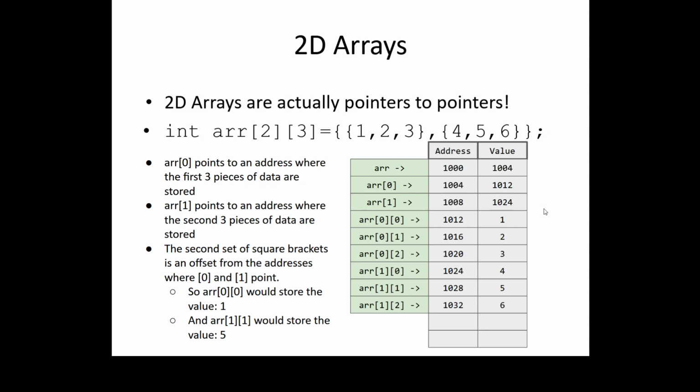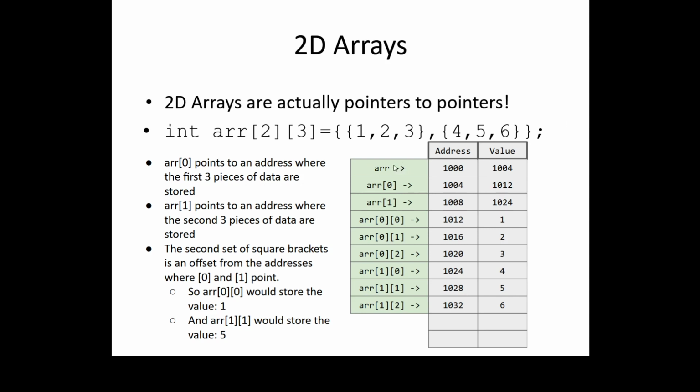2D arrays are actually pointers of pointers. So it is a pointer that points to other pointers that then point to arrays. And so that's how it works. So let's say we made a 2D array ARR with 2 rows and 3 columns. And so the first 1D array was basically 1, 2, 3, and the second 1D array is 4, 5, 6.